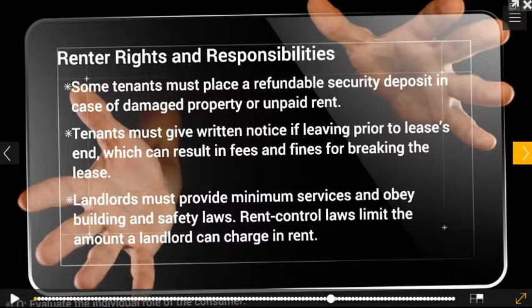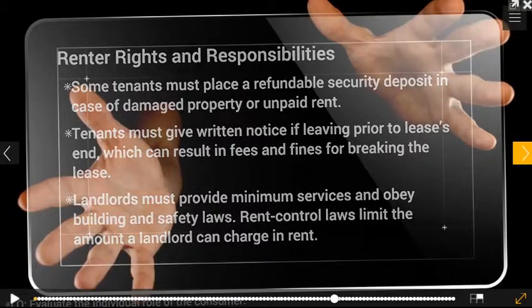Some tenants must place a refundable security deposit in case of damaged property or unpaid rent. Tenants must give written notice if leaving prior to the lease's end, which can result in fees and fines for breaking the lease. Landlords must provide minimum services and obey building and safety laws. Rent control laws limit the amount a landlord can charge in rent.